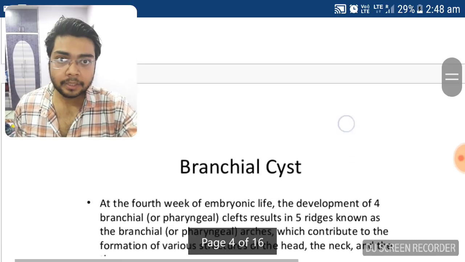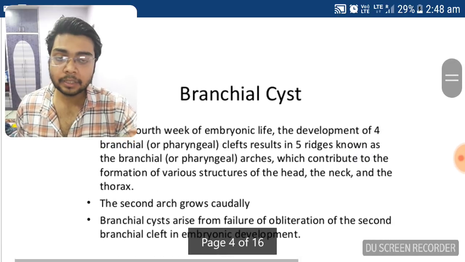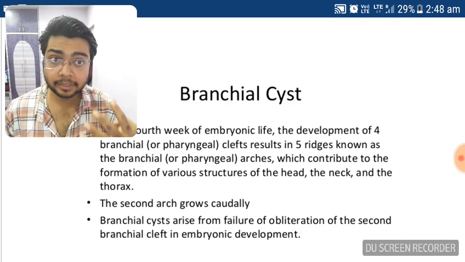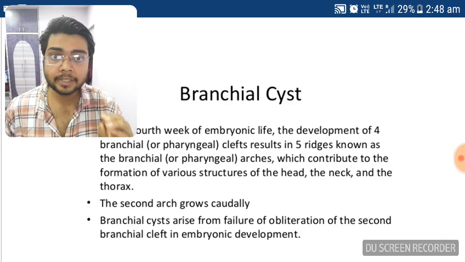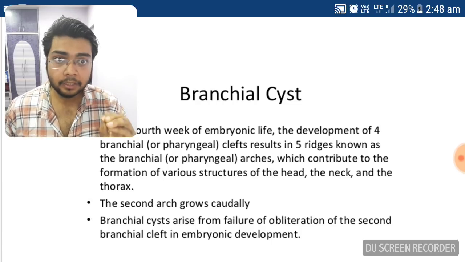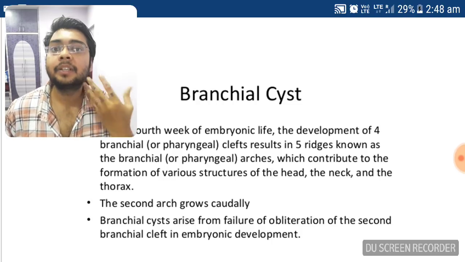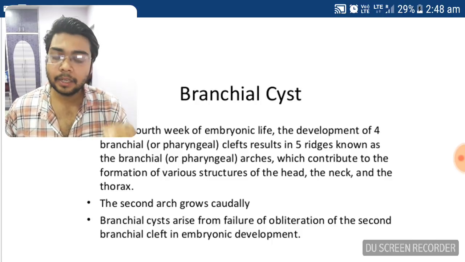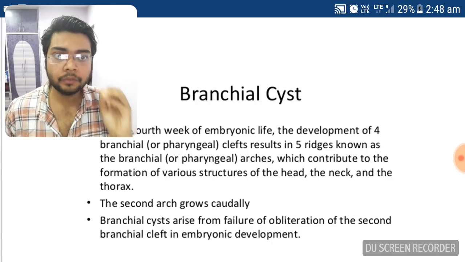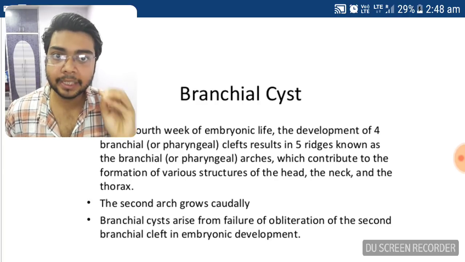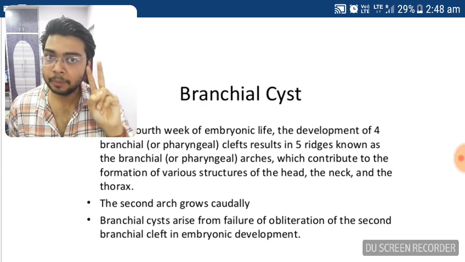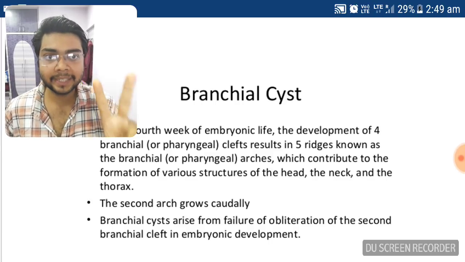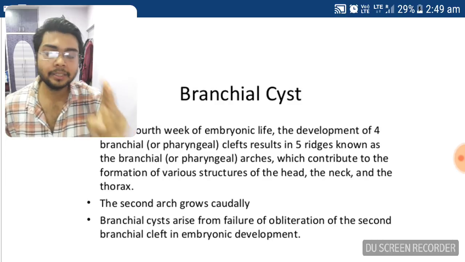So what are they? At 4 weeks of gestation, the development of 4 branchial clefts results in 5 ridges known as branchial arches. These branchial arches form different parts of our neck. So when do branchial cysts form? If there is failure of obliteration of the second branchial cleft. Okay, so you have to remember second branchial cleft. If there is failure of obliteration of the second branchial cleft, it will result in a branchial cyst.